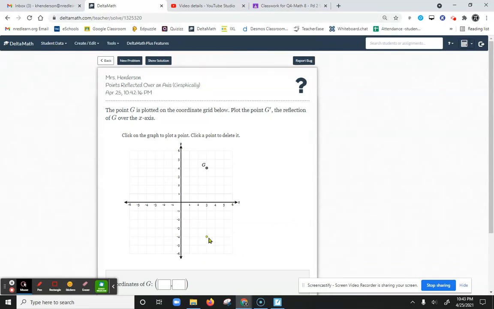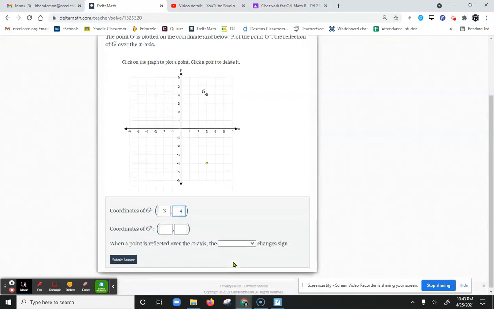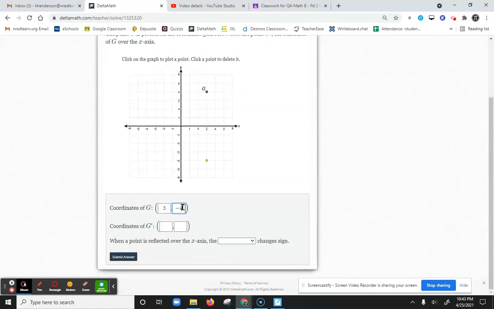Once you get the coordinates of that point, which are how far on the x number line are you? 3. How far down the y number line are you? -4. That would be the coordinates for my new point. That's my G prime, 3, -4. My original point was located at 3, +4.